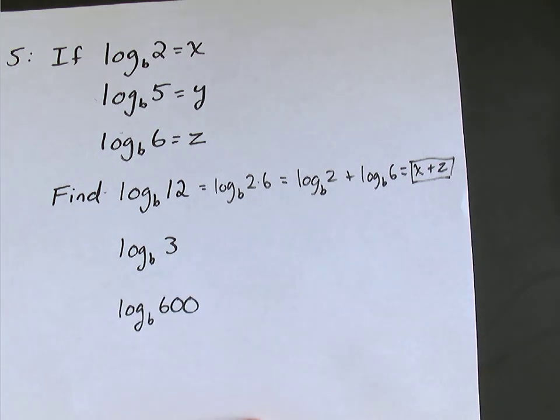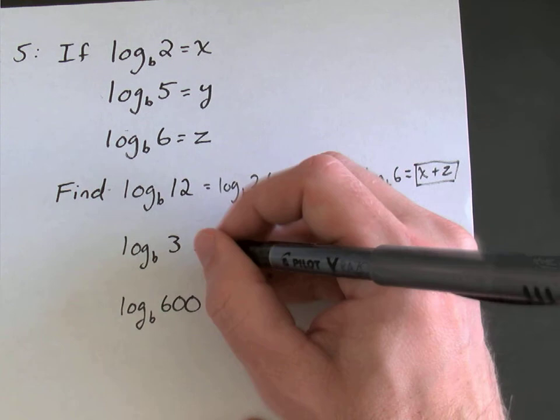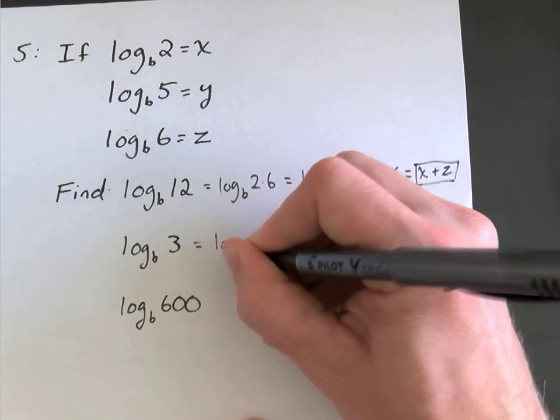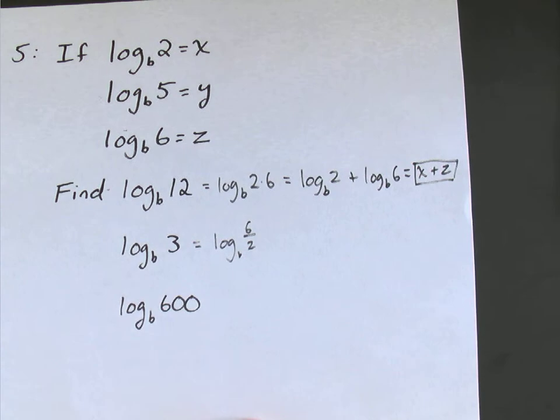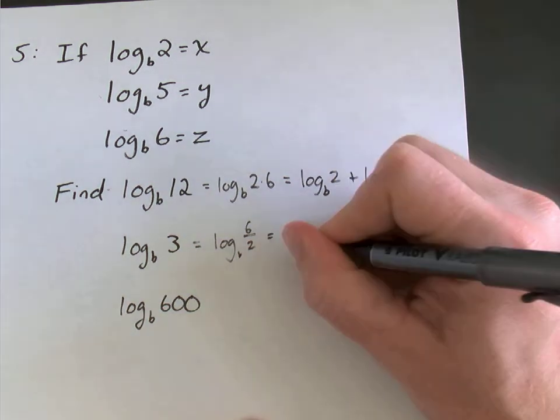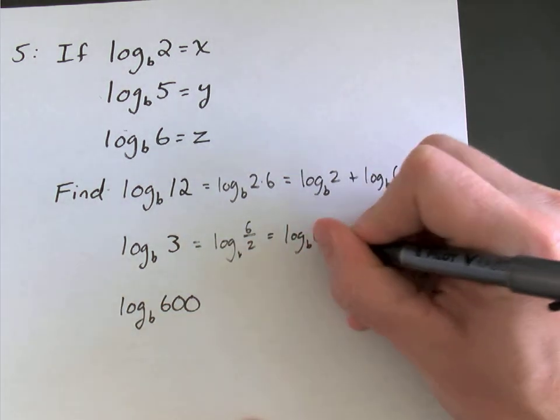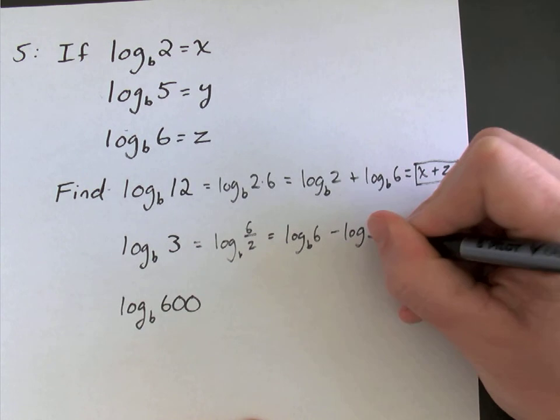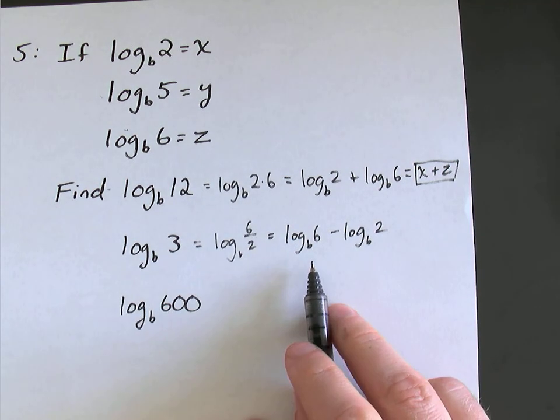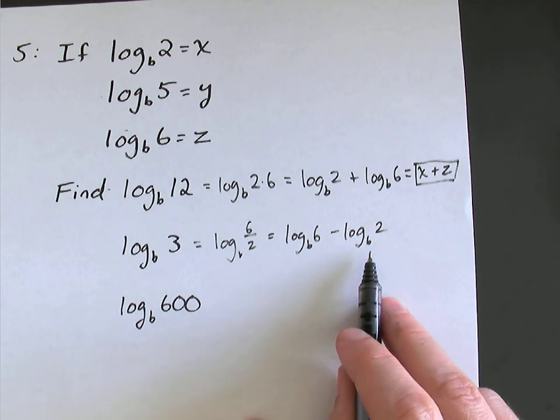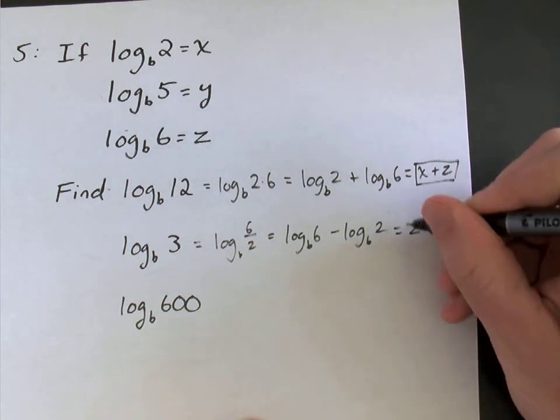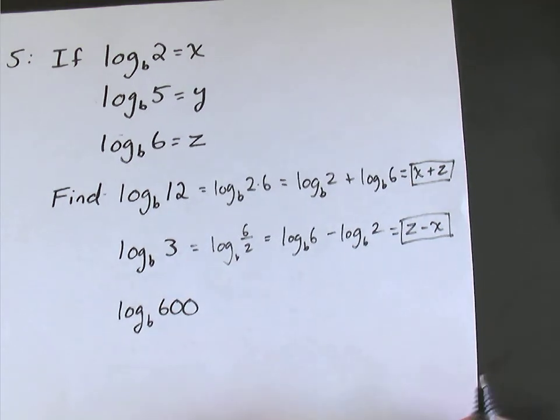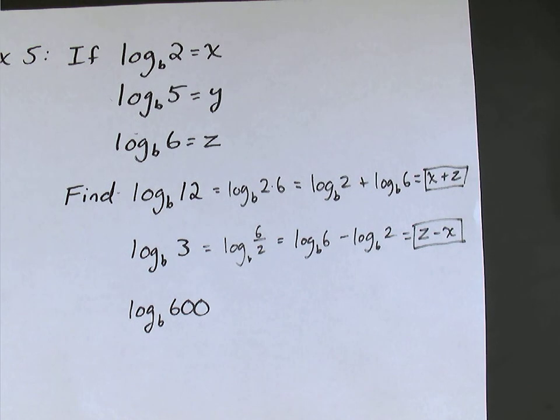Could we find log of 3? Well, 3, that's 6 divided by 2. So now we have a quotient. And the log of a quotient is the difference of the logs. Log base b of 6 is z. Log base b of 2 is x. So z minus x is our answer. Again, these problems are really just to show that you understand how to use those different rules for logs.